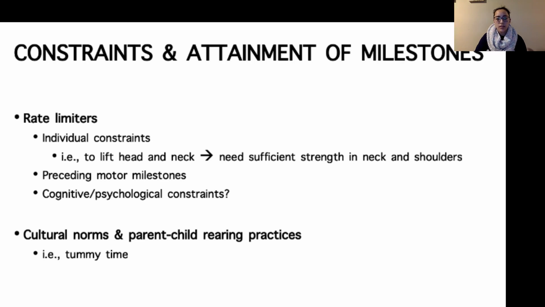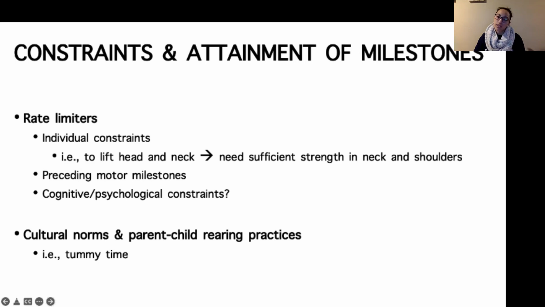This could also apply to negative associations that the infant might have with certain activities. So if they pulled up on furniture and were moving around with that and then bumped their head, or if they've fallen many times while trying to walk and they start associating pain with that activity, that psychological constraint of fear could start to play into whether they attain the milestone of walking independently, right? Cultural norms and parent-child rearing practices also play a role in the attainment of motor milestones.